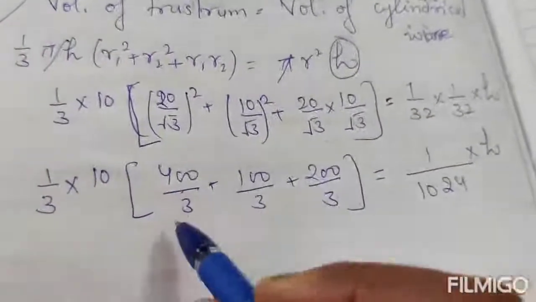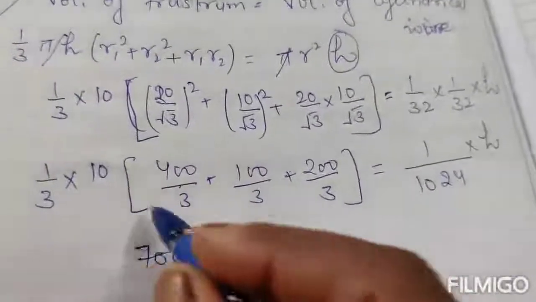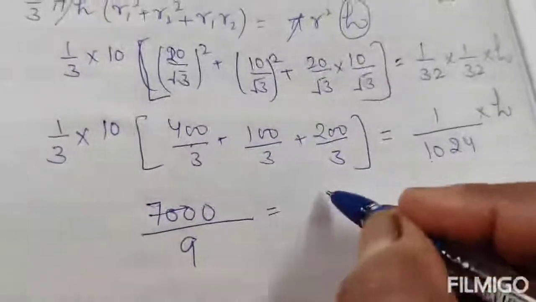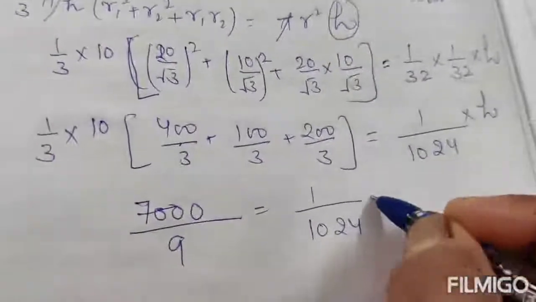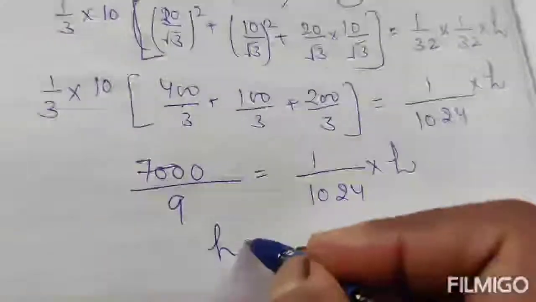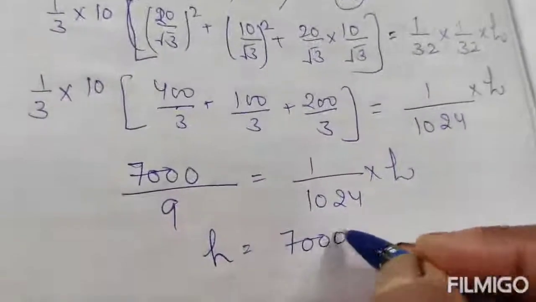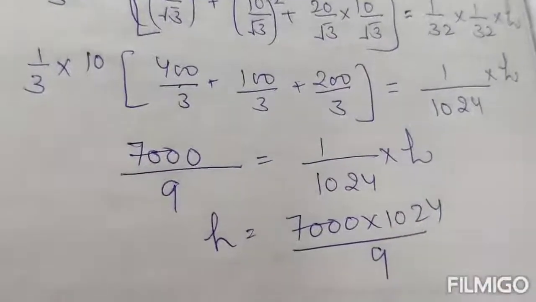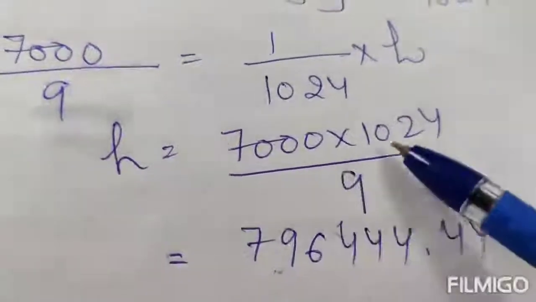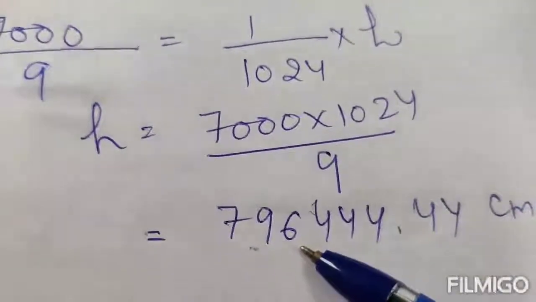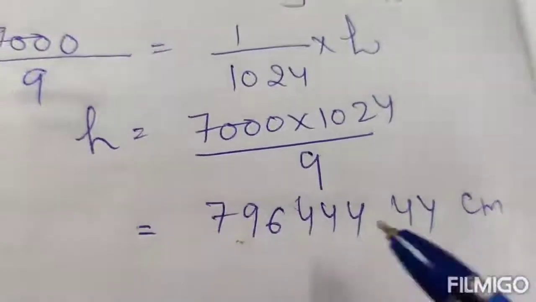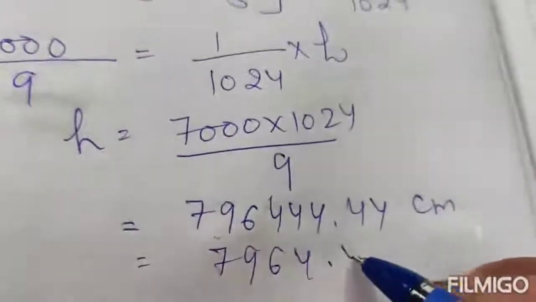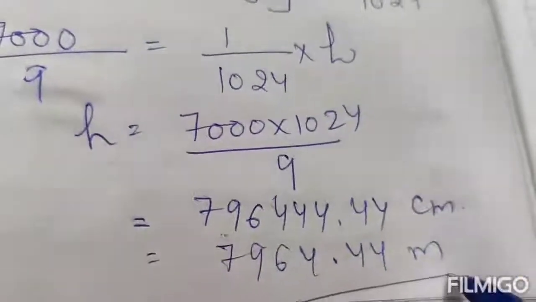700 into 10, 7000/3, 3 × 3 is 9, equals 1/1024 into h. H is equal to 7000 × 1024/9. Now calculate this. Multiplying 7000 into 1024 by 9 is 796,444.44 centimeter. Now change into meter, 7964.44 meter. This is the length of the wire.